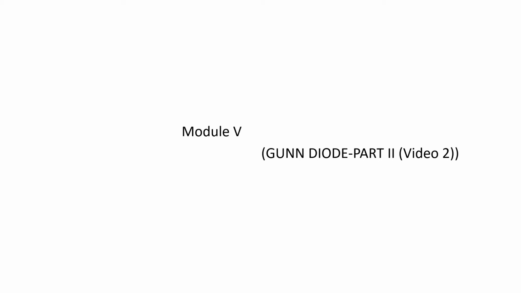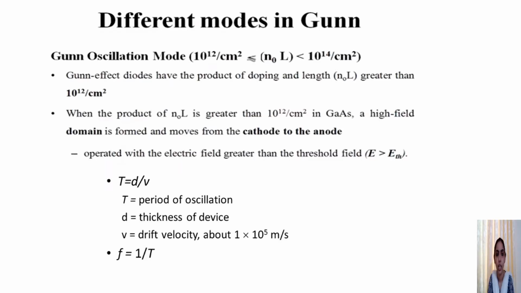Now we have seen about the high field domain formation of Gunn diode. So we can now see about the different types of modes in Gunn diode. So coming to the first mode, that is the Gunn oscillation mode.